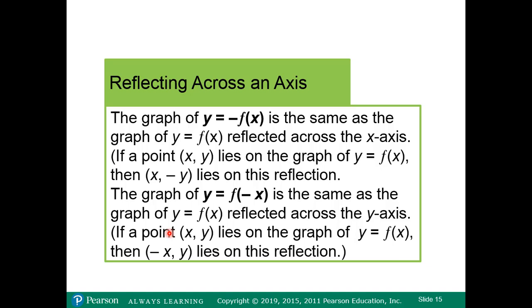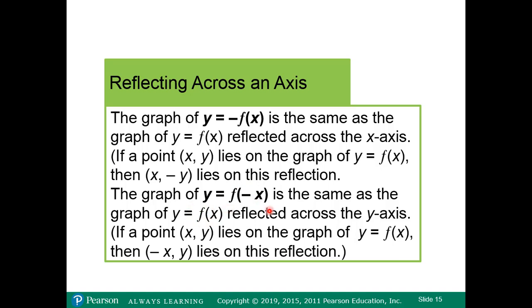Now, reflecting across an axis, here's the general rule, just like I was saying. Y equals negative f of x is the same as the graph of y equals f of x reflected across the x-axis. Okay, if a point x comma y lies on the graph of y equals f of x, then x comma negative y lies on this reflection.